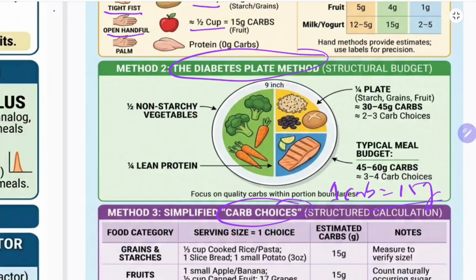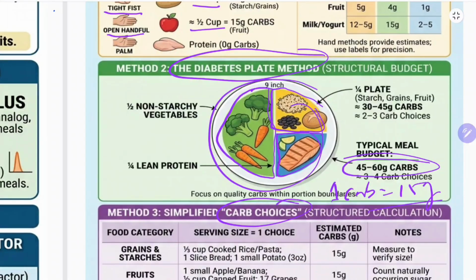Okay, the diabetes plate method. Tell the patient to take food in such a manner that half of the plate should be non-starchy vegetables, one quarter should be starch, and one quarter should be protein. If the patient follows this method, they are taking approximately 45 to 60 grams of carbohydrates.